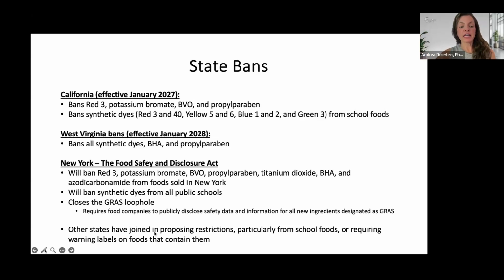And there are other states that have joined in proposing restrictions. A lot of it focuses on school foods and what's available to kids. And there's also, at times when they don't really want to propose restrictions, they will have legislation, which is a little bit less helpful, but at least provides some level of information to people in terms of warning labels on the foods that contain them.